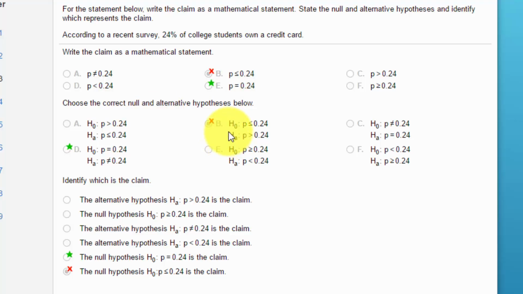The person, being consistent with their mathematical statement, is saying the null is less than or equal to 0.24, but that's wrong. Remember, the correct answer is the proportion is equal. So looking through these, the correct answer would have been the proportion is equal to 0.24, and the alternative is not equal. Then they have to identify the claim, and again, the person was following through, just not reading and not using those graphics I posted. They picked the wrong answer, being consistent with their first mistake.